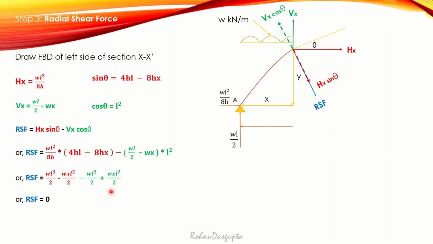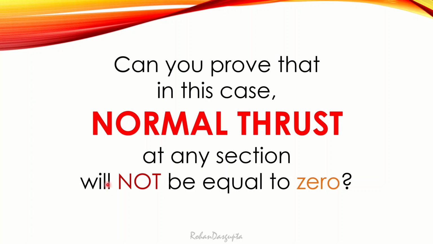But as far as the analysis is concerned, you must be knowing that there is one more thing that is called the normal thrust, and this can also be asked in the question: can you prove that in this case normal thrust at any section will not be equal to 0? So if you have understood this, you can pause this video for a while here and try to solve this and come back, and then we will discuss how actually to go about solving this. Please take your time.